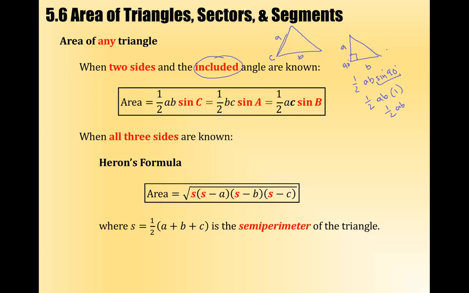When all three sides are known, we have something called Heron's formula, right? So it's the area of the square root of s times (s minus a) times (s minus b) times (s minus c), where s equals 1/2 (a plus b plus c), right? Those are the sides of the triangle, and s is the semi-perimeter of the triangle. So this is when you know all three sides. This is if you know two sides and an included angle. We do have ways, if we know three sides, to find an angle, right? We've just spent time working with the law of sines and the law of cosines.